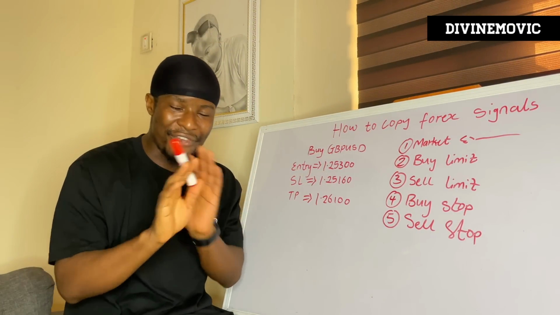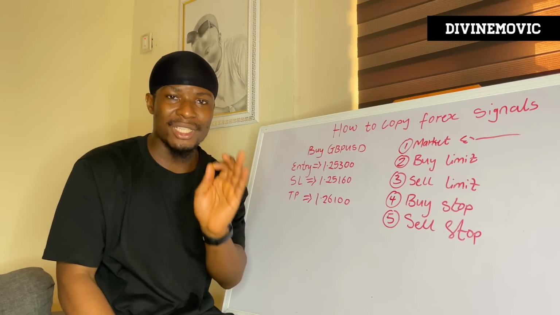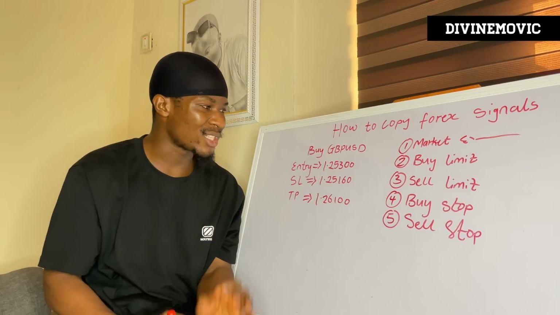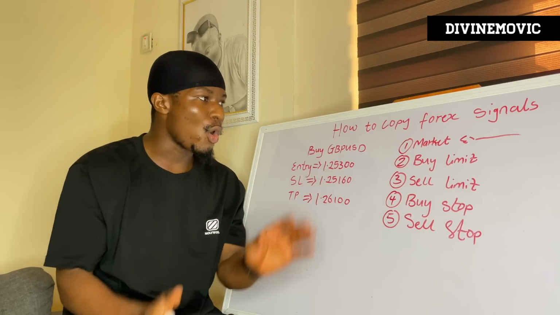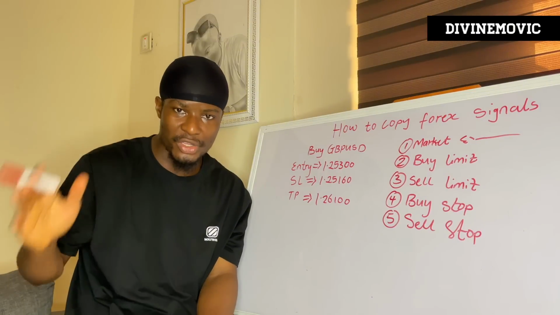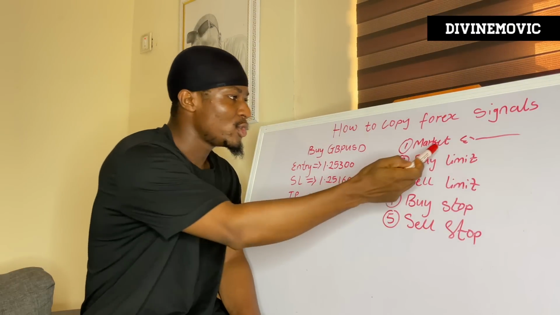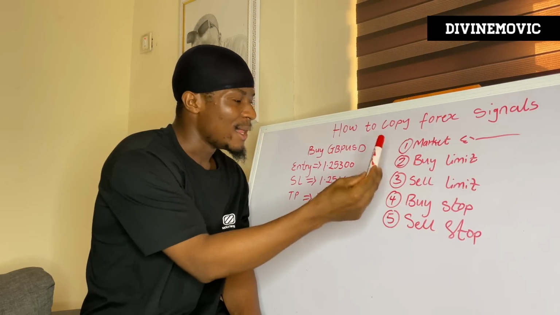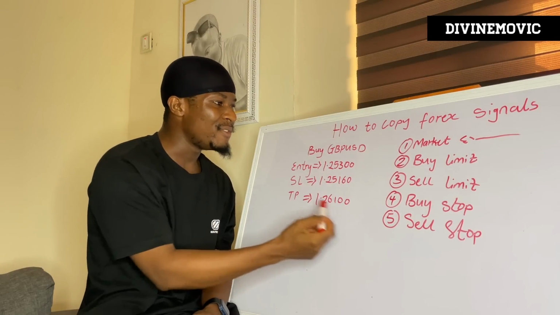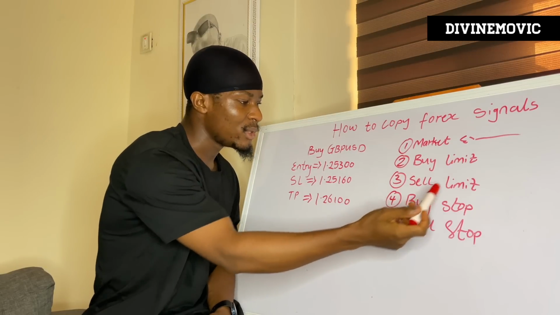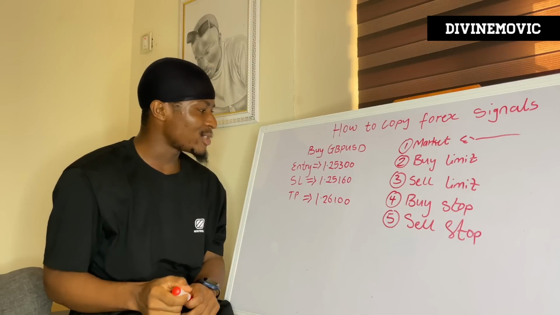So first of all, for you to copy a signal correctly, you want to check very well and understand the type of order it is. Is it a limit order, a stop order, or an instant market execution order? Remember I said that one is for when you want to go at the current price of the market. Now, let's analyze this particular one and see if it's going to be a buy limit, a sell limit, or whatever.